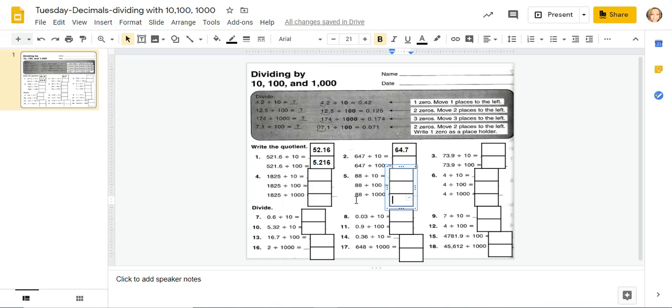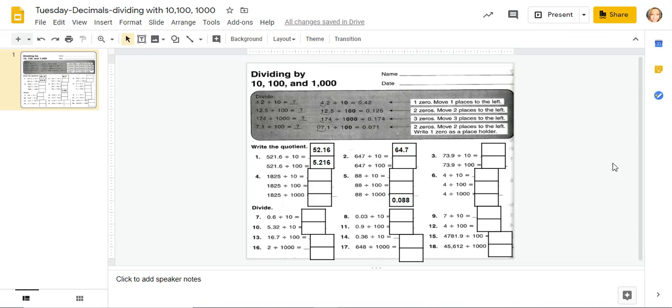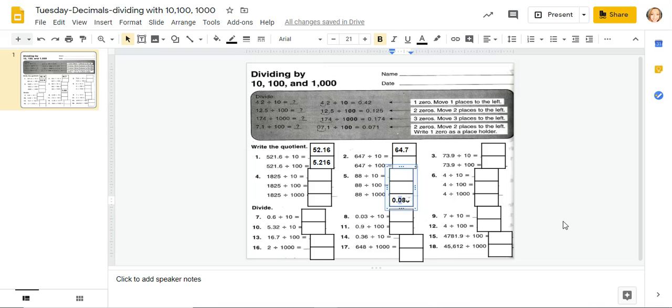1, 2. What happens? We run out of numbers. What do we always put as our placeholder number? A 0. So you're going to have to put a 0 in front of that. And it's going to look like 0.088. Okay. So that is basically it. You just got to count them. Again, if it doesn't have a decimal, you start at the end and just move it over. If you run out of digits, you just do a placeholder of your 0.